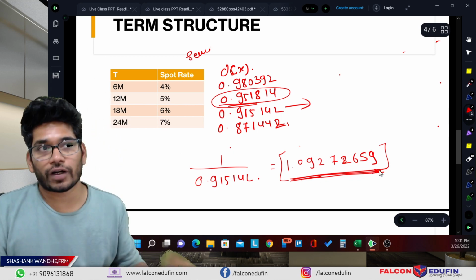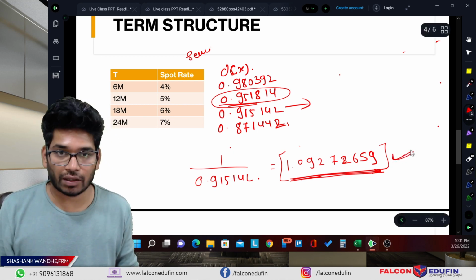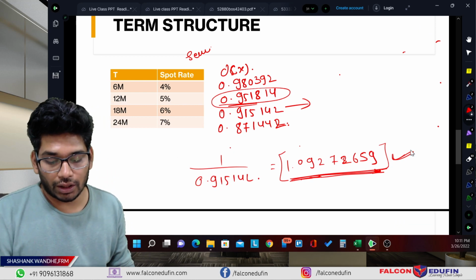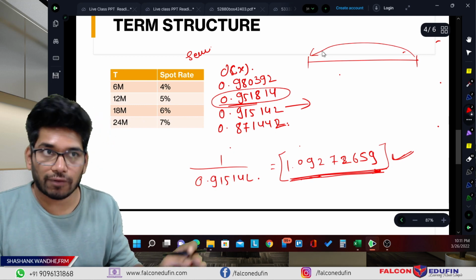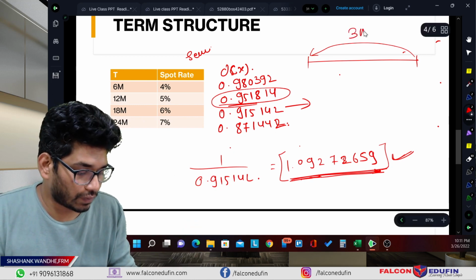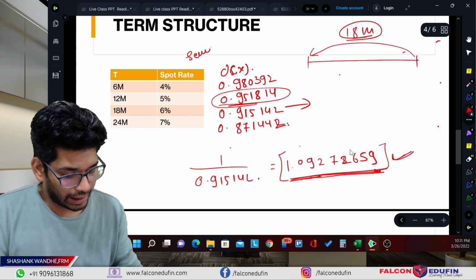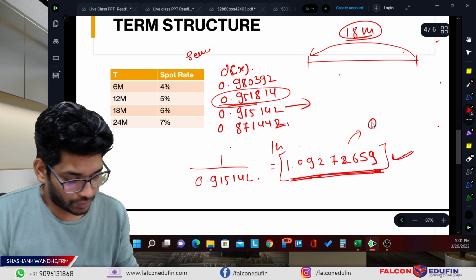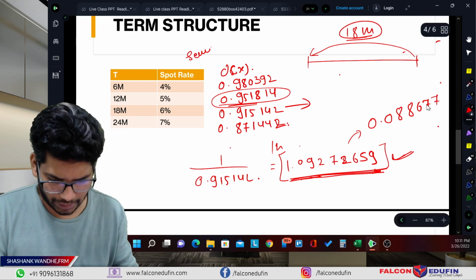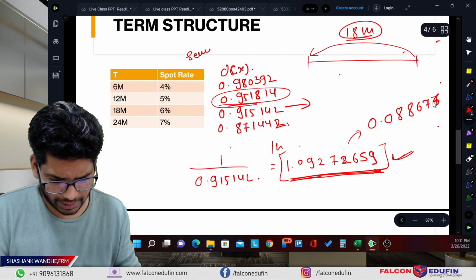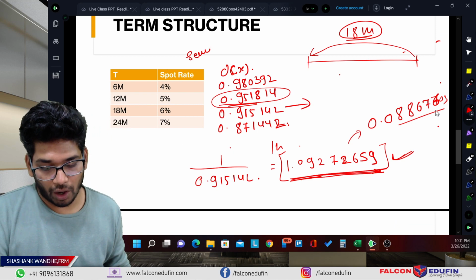We can use one shortcut here. When you get this particular part, simply press ln. When you press ln, you get the discount rate which was applicable for the whole period, that is for all 3 periods, 18 months. If you press ln at this point, this is 0.08867603, like this. Now divide by 1.5.